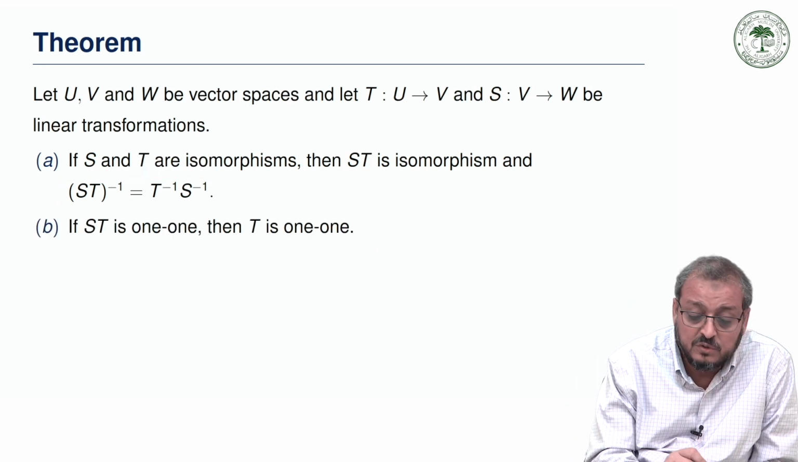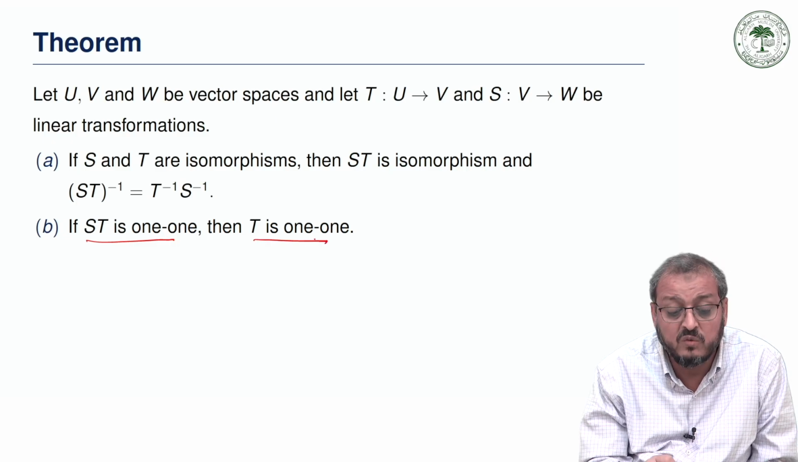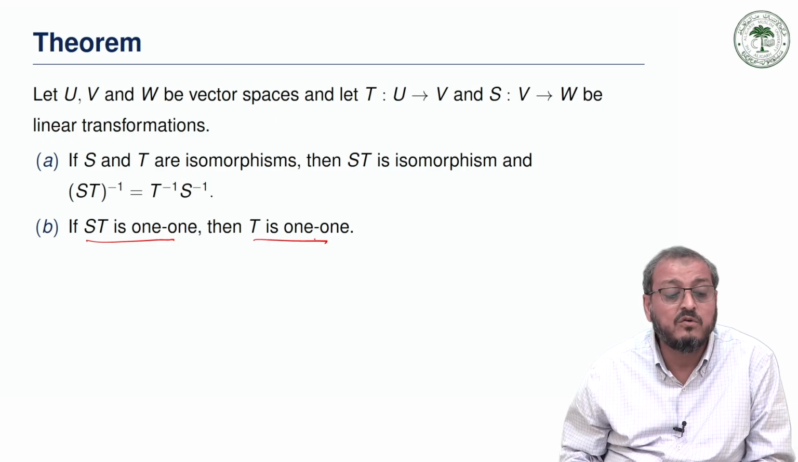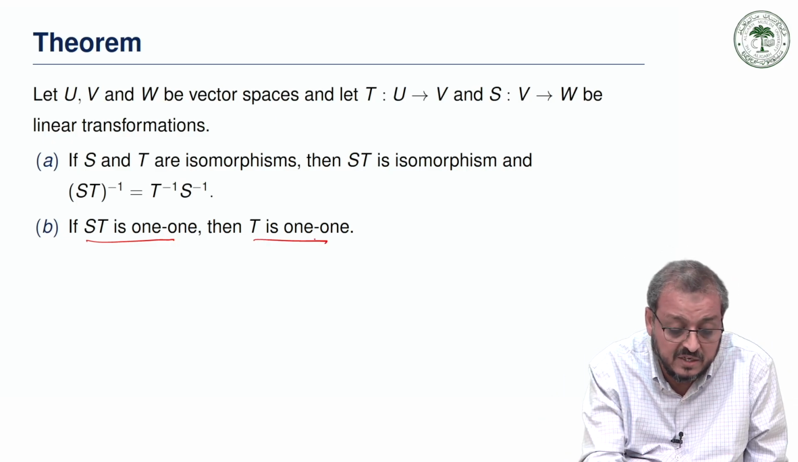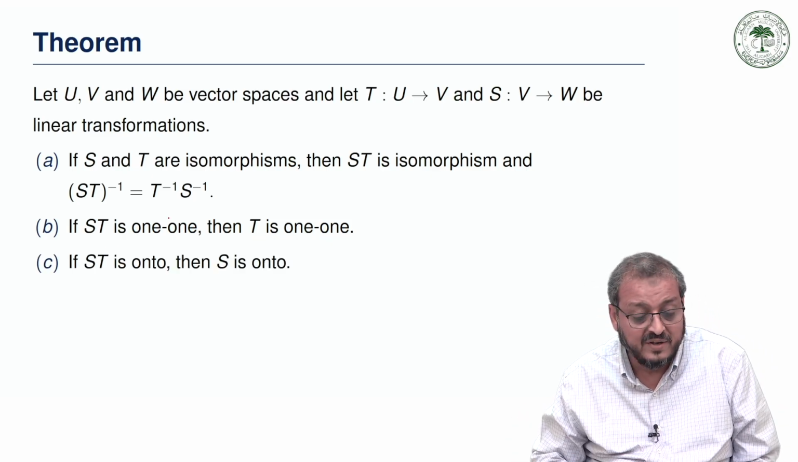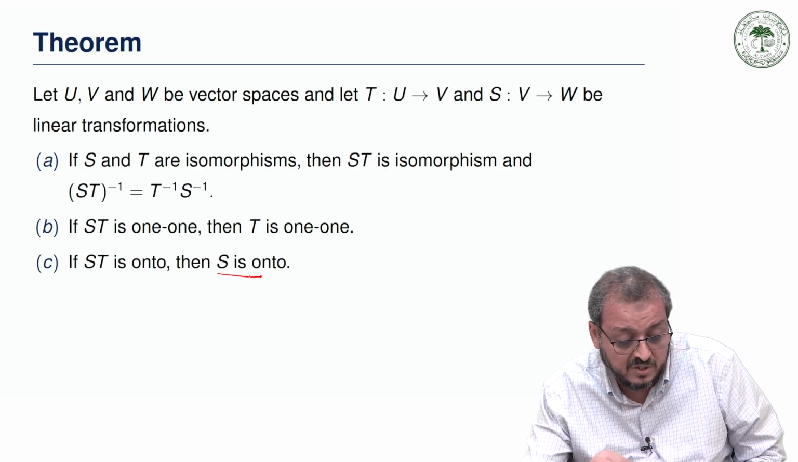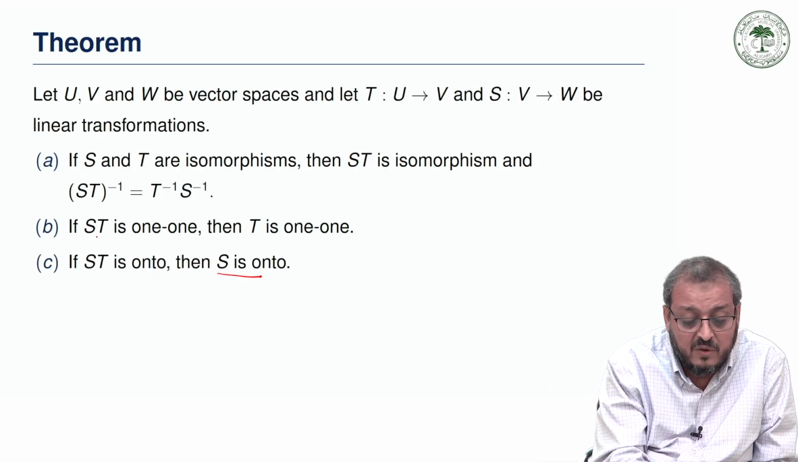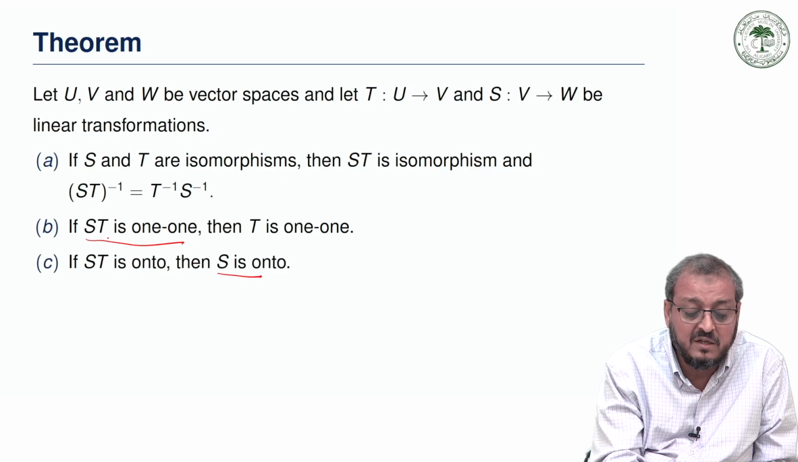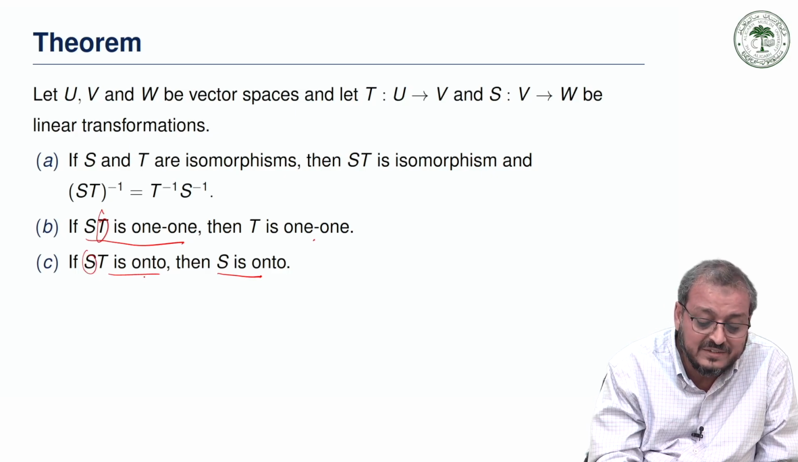Another part of this theorem says that if ST is 1-1, then T is 1-1. If ST is onto, then S is onto. So now you see what we are saying: whenever the composition is 1-1, then T is 1-1, and whenever the composition is onto, then S is onto.